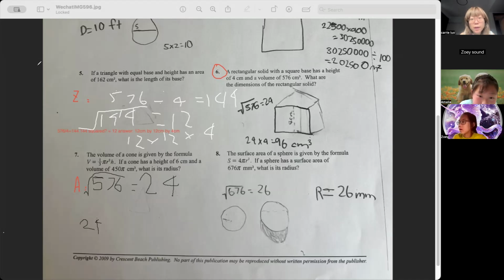Okay, let's look: a rectangular solid with a square base has a height of 4 centimeters. If I asked you to redo it, you must have gotten it wrong, right, Amelia? Do you understand what a rectangular solid is? It means it's kind of like a rectangular prism, something like a box, but a long rectangular prism. The box has a square base. What does it mean? That means the base of the box is a square. Do we know the measurement of the square?